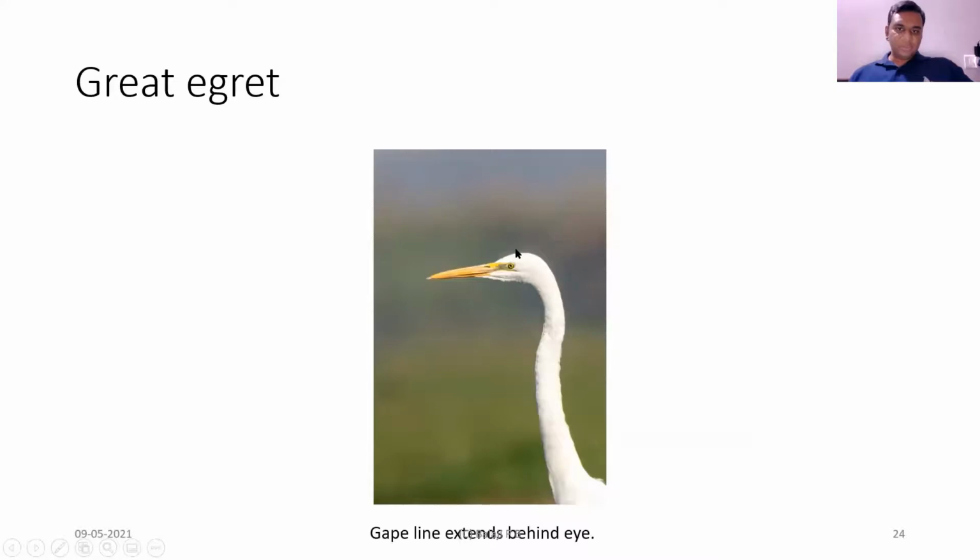This is another individual, great egret. You can see that the gape line extends behind the eye, and it does not have that yellow tip that you can see in the intermediate egret. So in the non-breeding plumage, this is how you differentiate the great egret and the intermediate egret. Remember that the gape line extends beyond the eye in the great egret, and in the intermediate egret, it stops right at the end of the eye.